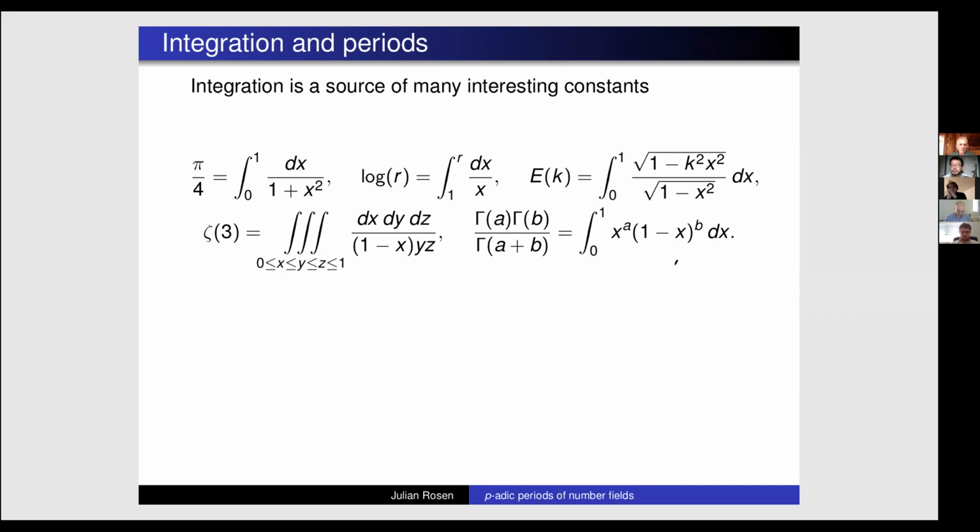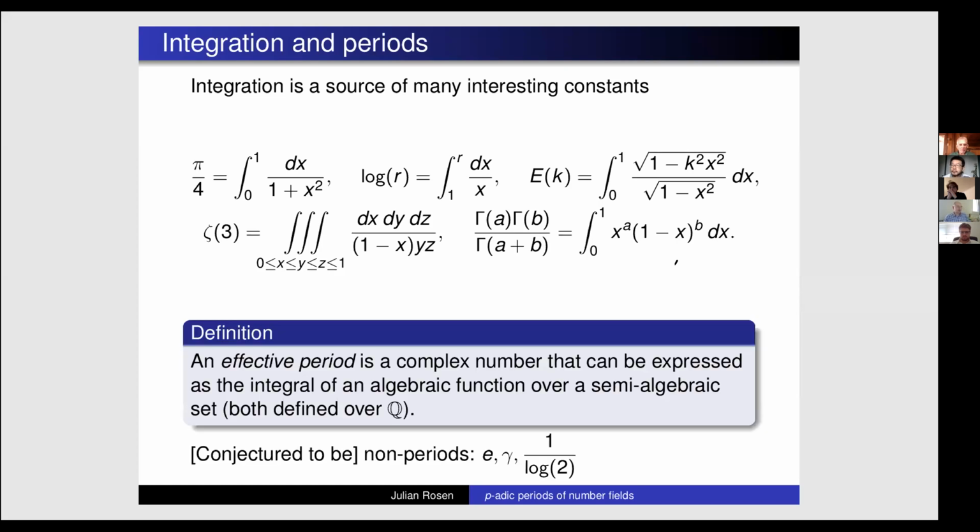So let me give a definition here. An effective period is a complex number. I'm not just going to be restricting to real numbers, I'm going to allow complex numbers also. It doesn't make much of a difference. So an effective period is basically a complex number that can be written as the integral of an algebraic function over a semi-algebraic set, such that the function and the set are defined over Q. A semi-algebraic set is just a subset of R^n defined by finitely many inequalities of polynomials. And by defined over Q, I just mean the defining polynomials should have rational coefficients.